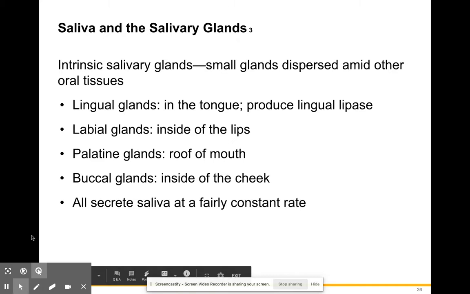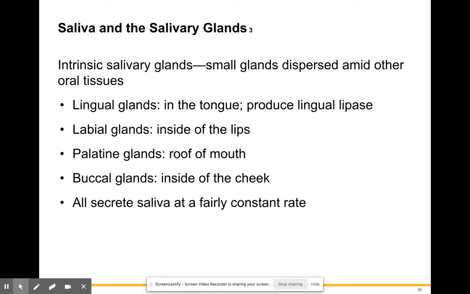Okay. You have lots of different salivary glands in the mouth, okay? The intrinsic ones are small glands dispersed amid other oral tissue, so they're embedded in the tissue of your oral cavity. You have lingual glands in the tongue that help to break down fats, lipase, okay? Lipase means an enzyme that breaks down lipids. You have labial glands inside of the lips. You have palatine glands at the roof of your mouth. You have buccal glands in your cheeks. They all are going to produce saliva pretty constantly, almost, but much, much more when you're chewing or eating something.